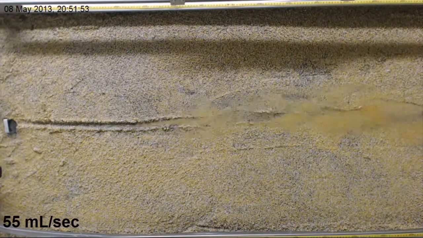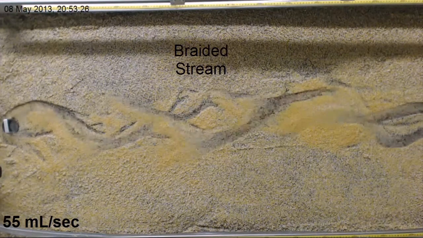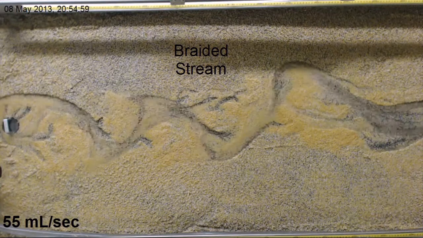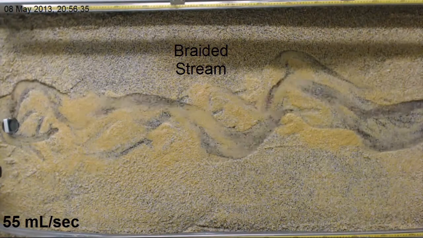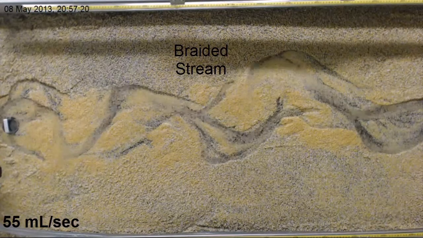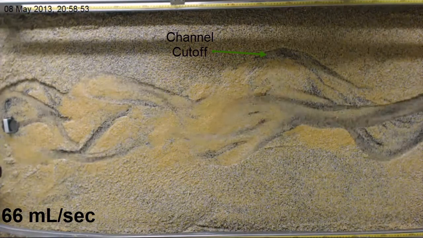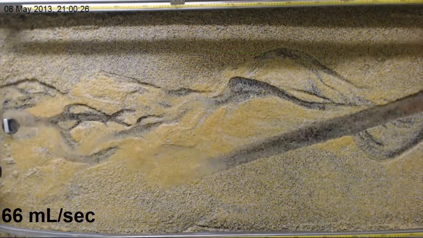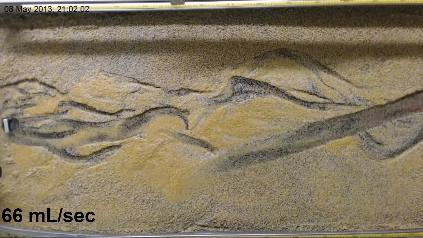We began discharge at 55 milliliters per second, and as you can see, the channel began braiding. In order to create the meandering channel, we eventually kicked up the discharge to 66 milliliters per second, at which point a cutoff channel was created. Eventually, upward extension of the headwater channel from groundwater sapping linked our two channels together, creating our full meander.